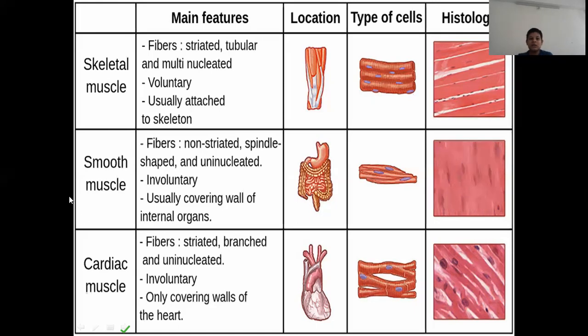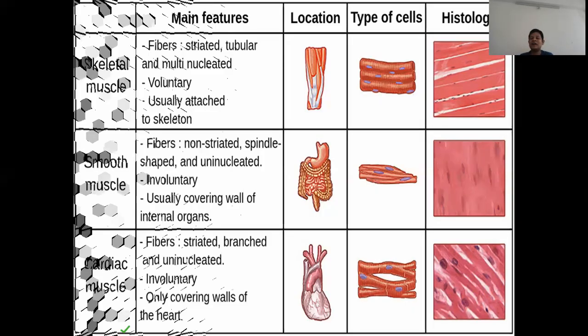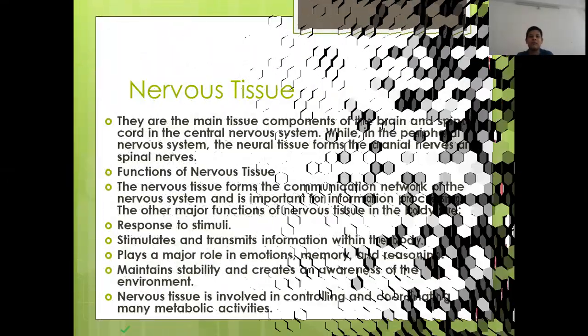Cardiac muscle is striated, branched and uninucleated. It is involuntary, highly involuntary, because it has to beat all the time in life and it does not require your choice. It has to do it, otherwise you know what happens. Involuntary, and it only covers the wall of the heart. That's the only place where it is found.